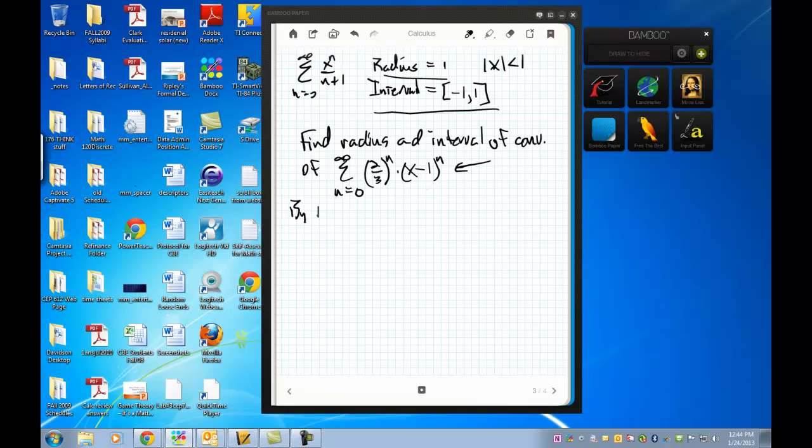We'll do this by the ratio test. That's the coolest thing about power series, is they're always determined by the ratio test. It's the only test that works. The limit as n goes to infinity of the absolute value of 2/3 to the n plus 1 times x minus 1 to the n plus 1, and then I'm going to divide that by 2/3 to the n times x minus 1 to the n.